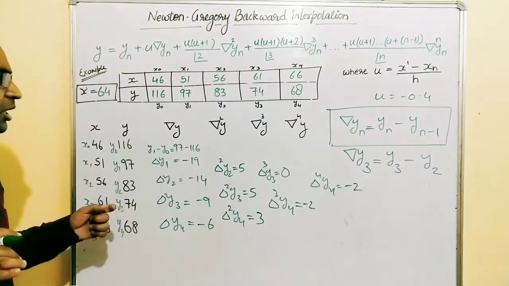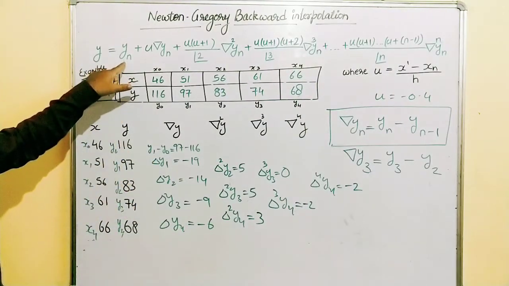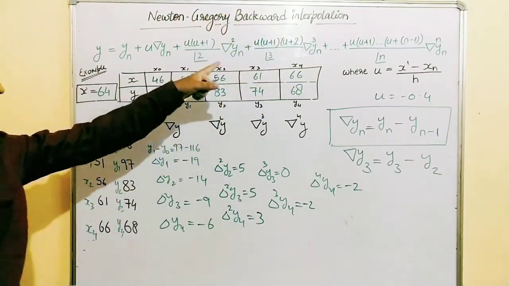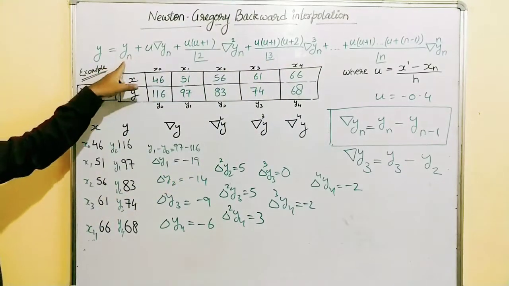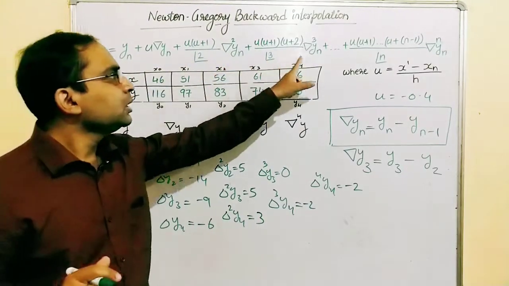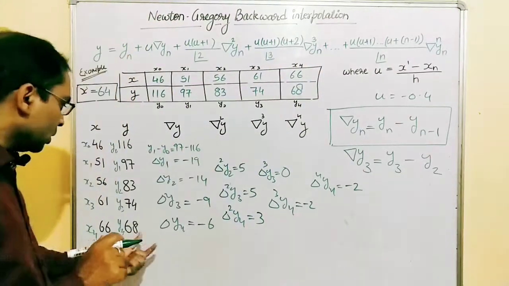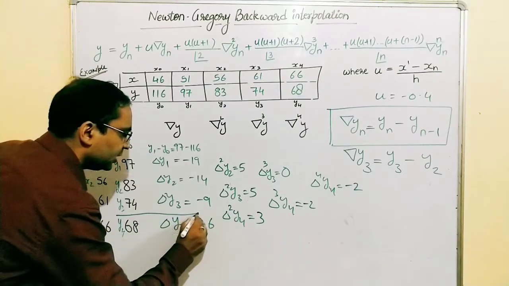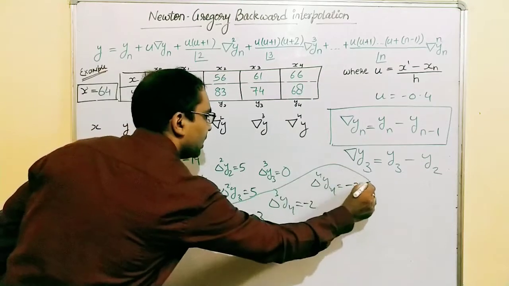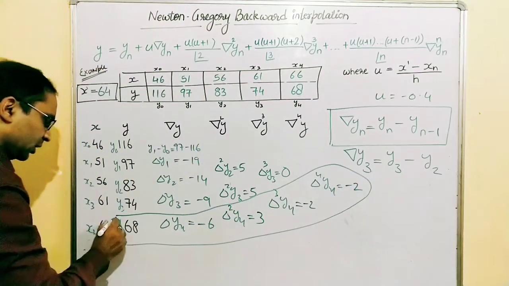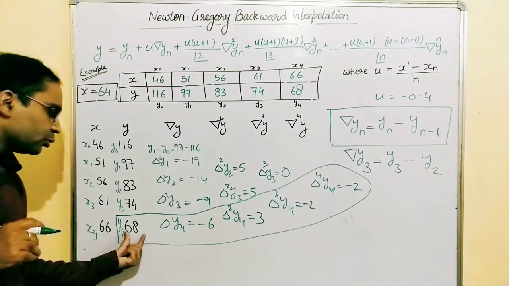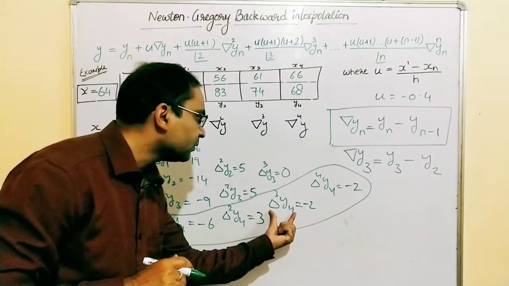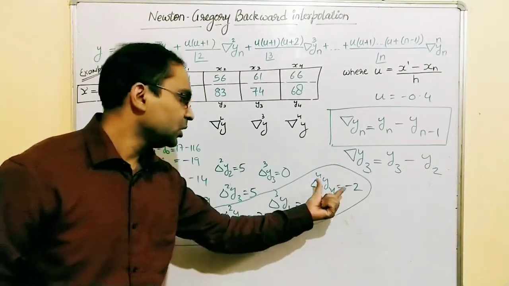So we have this complete table, and you can see from the formula we need only yn, del 2 yn, del 3 yn. In our case n is 4, the last value. So we need y4, del y4, del 2 y4, del 3 y4, and so on. So what are the values that we will need? Let me highlight these values. These values I need to put into the formula. This is y4, this is del y4, this is del 2 y4, this is del 3 y4, this is del 4 y4. So these are all the values.